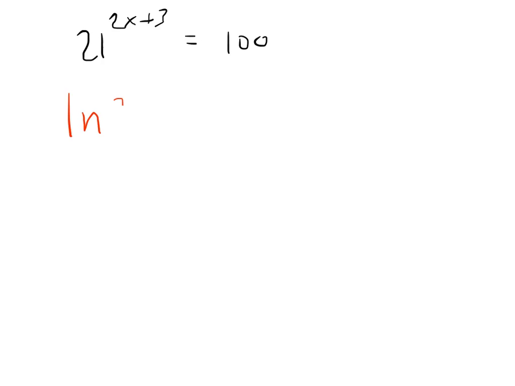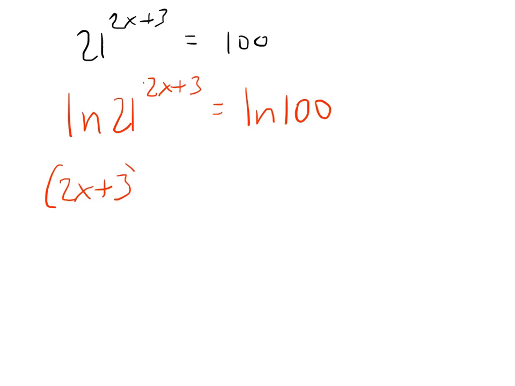So I get the natural log of 21 raised to the 2x plus 3 power equals the natural log of 100. Now I'm going to take my entire exponent, the entire 2x plus 3, and bring it to the front. So I have (2x plus 3) times the natural log of 21 equals the natural log of 100.